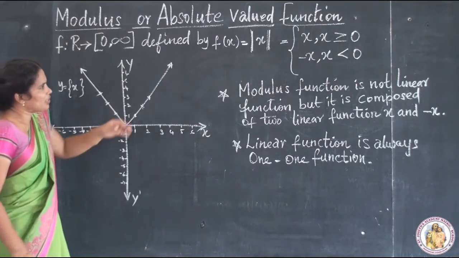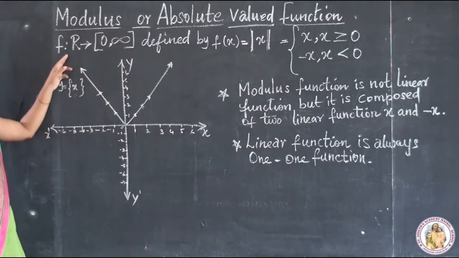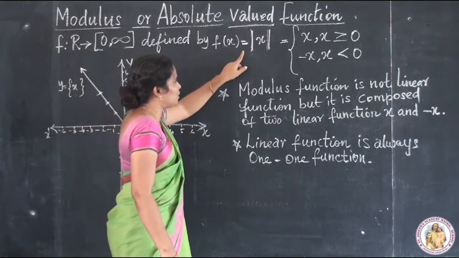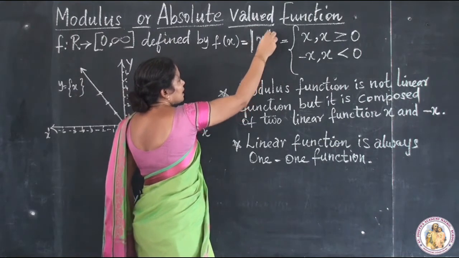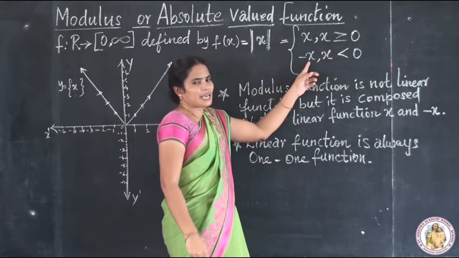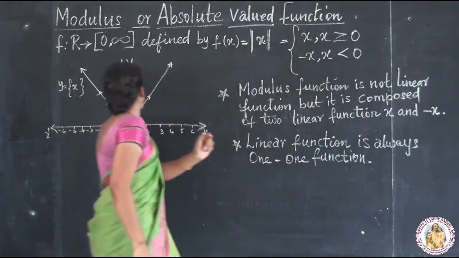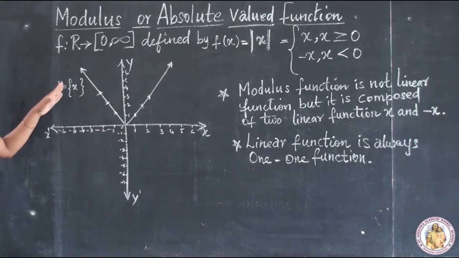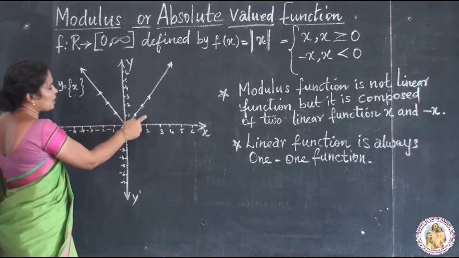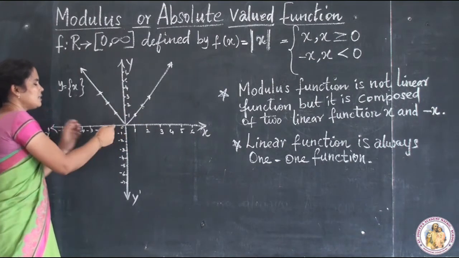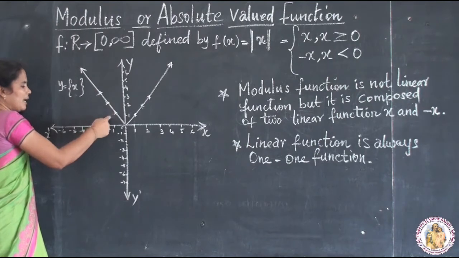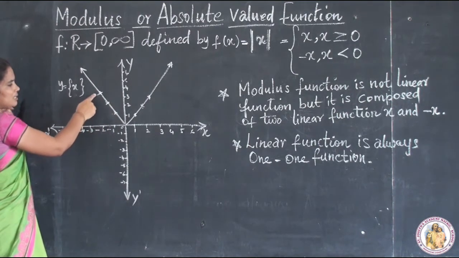Okay, the modulus or absolute value function is nothing but f such that R to [0, infinity) defined by f of x is equal to modulus of x. Here it is given as x, for x greater than or equal to 0, and minus x, for x less than 0. Here y is equal to modulus of x. With an example we can see in the graph 1 comma 1, 2 comma 2, 3 comma 3. On this side, minus 1 is mapped to 1, minus 2 is 2 and minus 3 is 3.